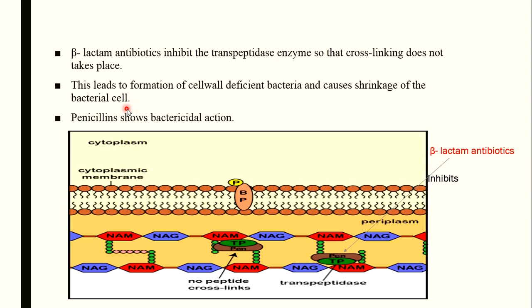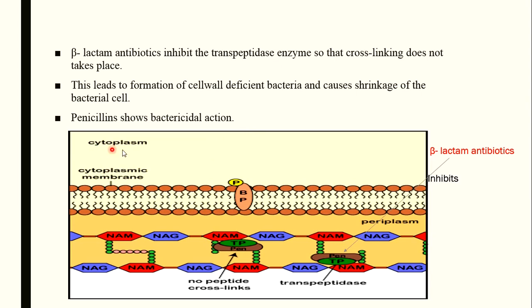Why will it cause shrinkage of the bacterial cell? Because when the cell wall is not strong, the influx and outflux of ions will get disturbed. That's why the ions will get lost. Loss of ions takes place that leads to shrinkage of the bacterial cell. That is how penicillins show bactericidal action.